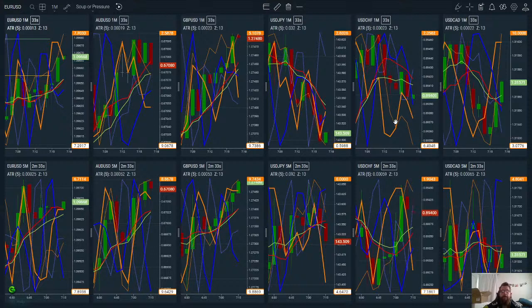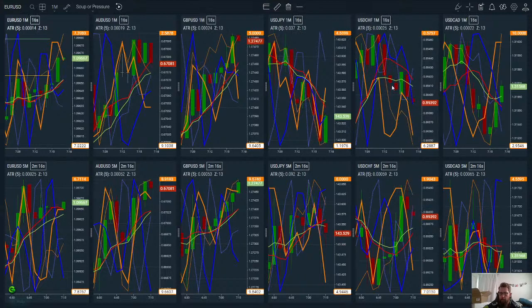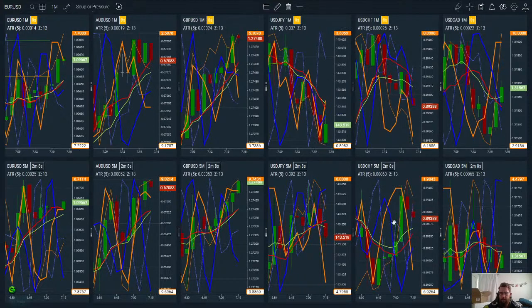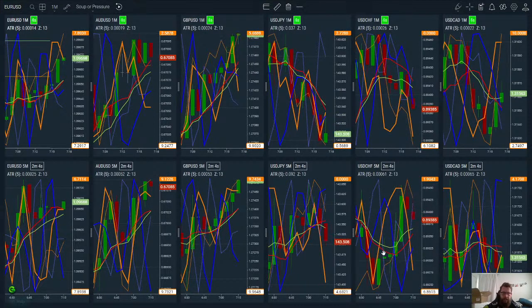Okay, so something we're going to be looking for. The 5 minute on the pound is looking bullish. So we're looking for the 1 minute to do a little reversal here and for these pressures to kind of swoop up with it. So basically just waiting for the 1 minute chart to confirm what the 5 minute chart is showing us.